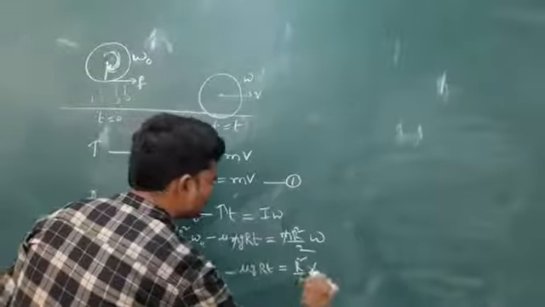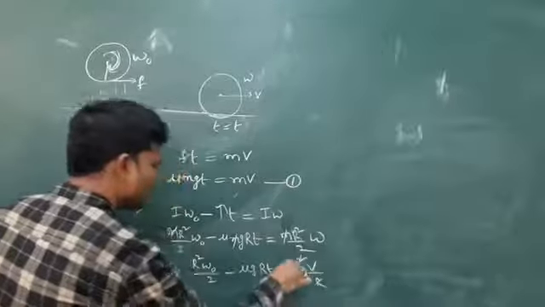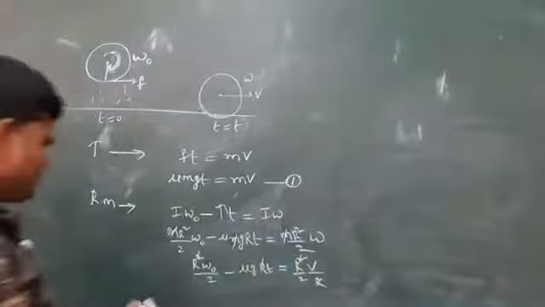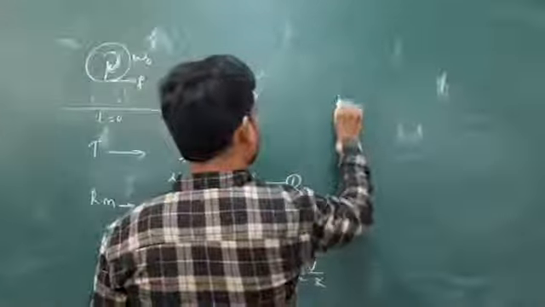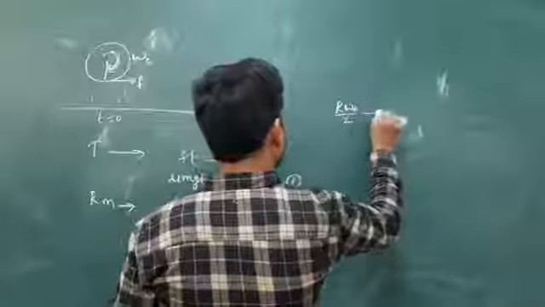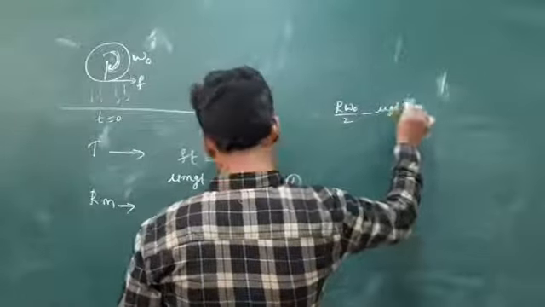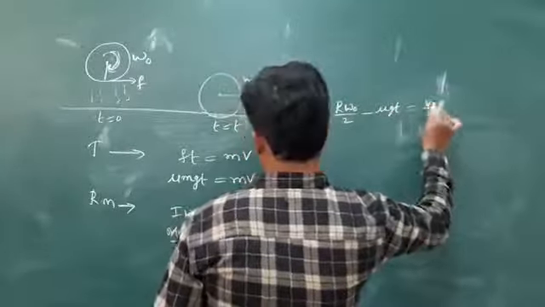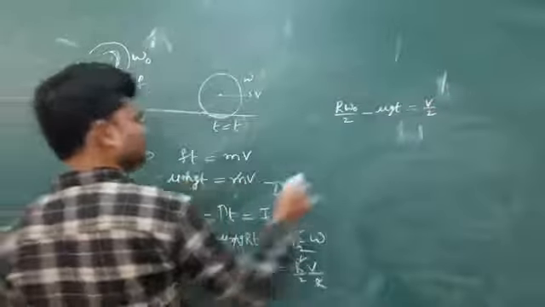r square by 2 times v by r. One more r is there; these are also cancelled, so you will get r. So no need of so many steps. r omega naught by 2 minus mu g t, which is equivalent to v by 2. Here also you strike off m.